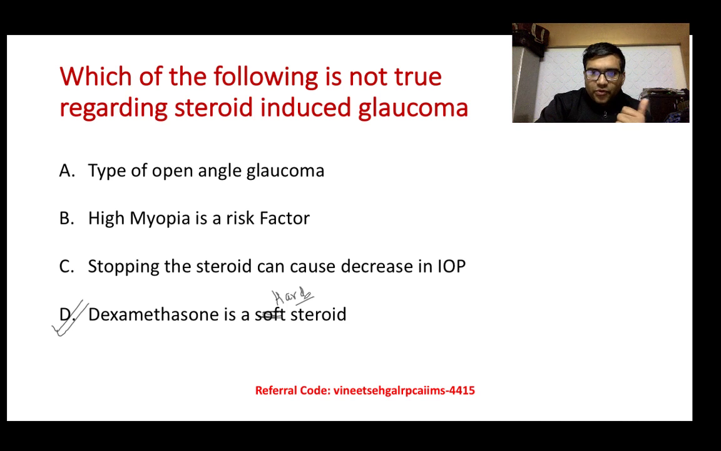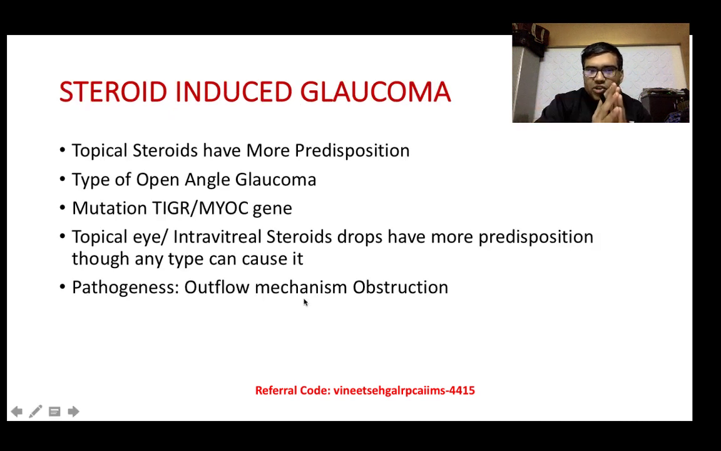Okay, a few more important points regarding steroid induced glaucoma. Remember, topical steroids have more predisposition. So topical steroids cause glaucoma more, and systemic steroids cause posterior subcapsular cataract more. This does not mean that systemic steroids cannot cause glaucoma. Any systemic steroids, your inhalers, your skin ointments, can also cause glaucoma, but the risk factor is low.